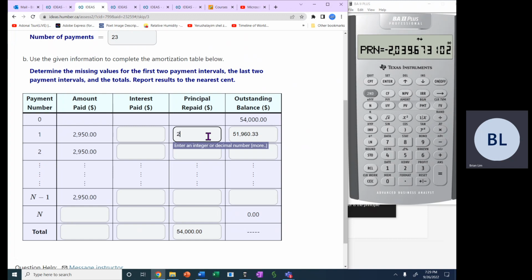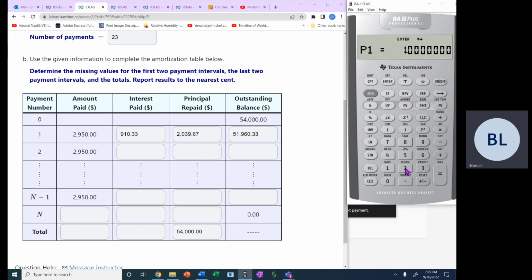The next number is the principal. That's the amount that's repaid on the principal. So $2,039.67 has been repaid on the principal. How much interest has been paid? Well, the interest is $910.33. And you can see if you add these two, the principal repaid and the interest paid, it will give us the amount paid. And now if we subtract the amount that was paid on the principal from the $54,000, we will get the balance right here.